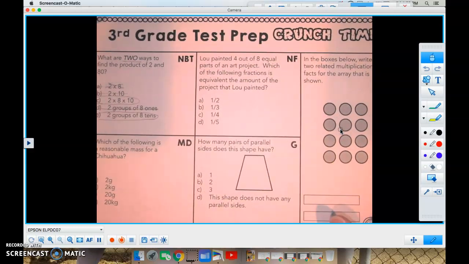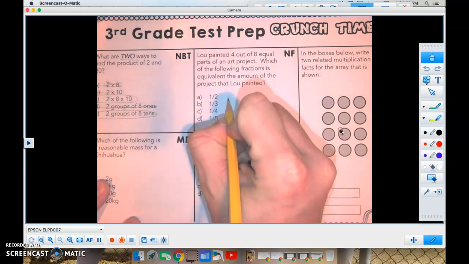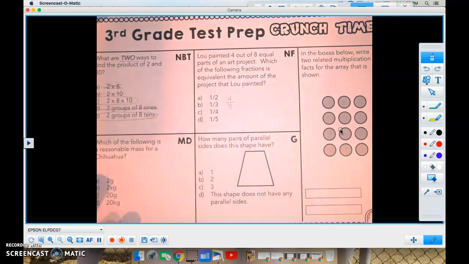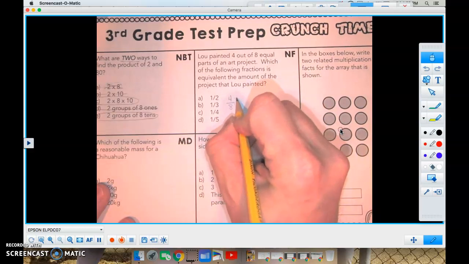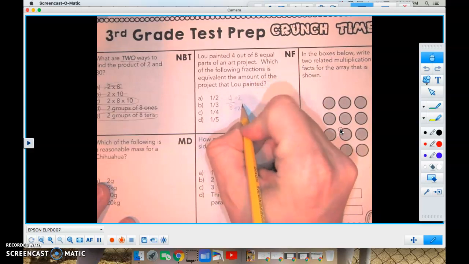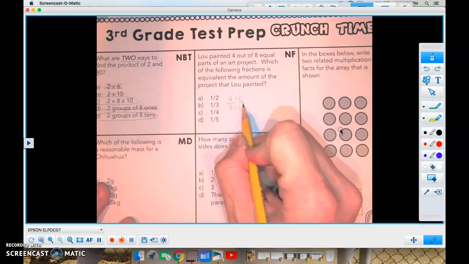Lou painted 4 out of 8 equal parts of an art project. Which of the following fractions is equivalent to the amount of the project that Lou painted? Anyway, let's go. So 4/8. Let's see here. You know what? I think I can divide each one by 2. Okay? So I'm going to say equals.